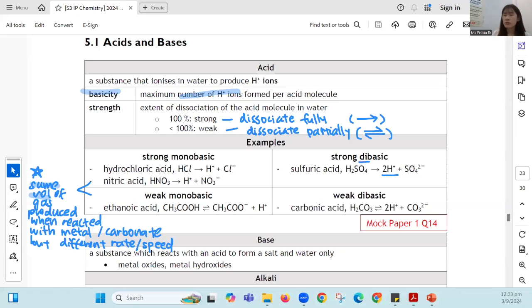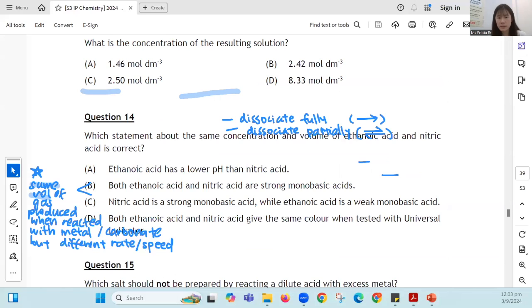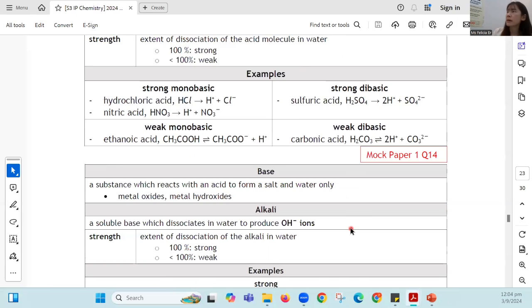Okay, so done for this strong and weak part. Let's take a look at the mock exam question number 14 over here. For question number 14, the answer is C. Answer is C. You can tell from the notes itself, it's quite self-explained. Just check the notes. Answer is C. Okay, so moving on to the next part here.